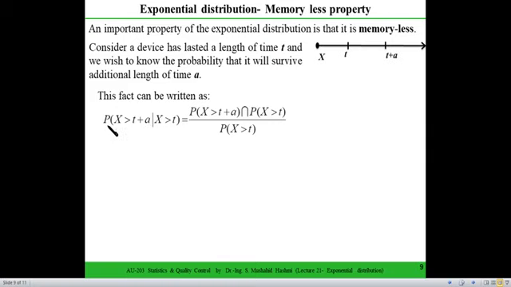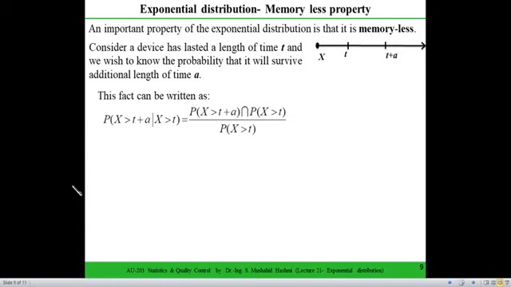So the same statement can be written in this mathematical form, and we know from the formula for conditional probability that this is the probability of x greater than t plus a and x greater than t, divided by the probability x greater than t. Simple like that. Probability of A given that B has already occurred equals probability of A and B divided by probability of B, because whatever is here goes into the denominator. So it is exactly the same definition of conditional probability.